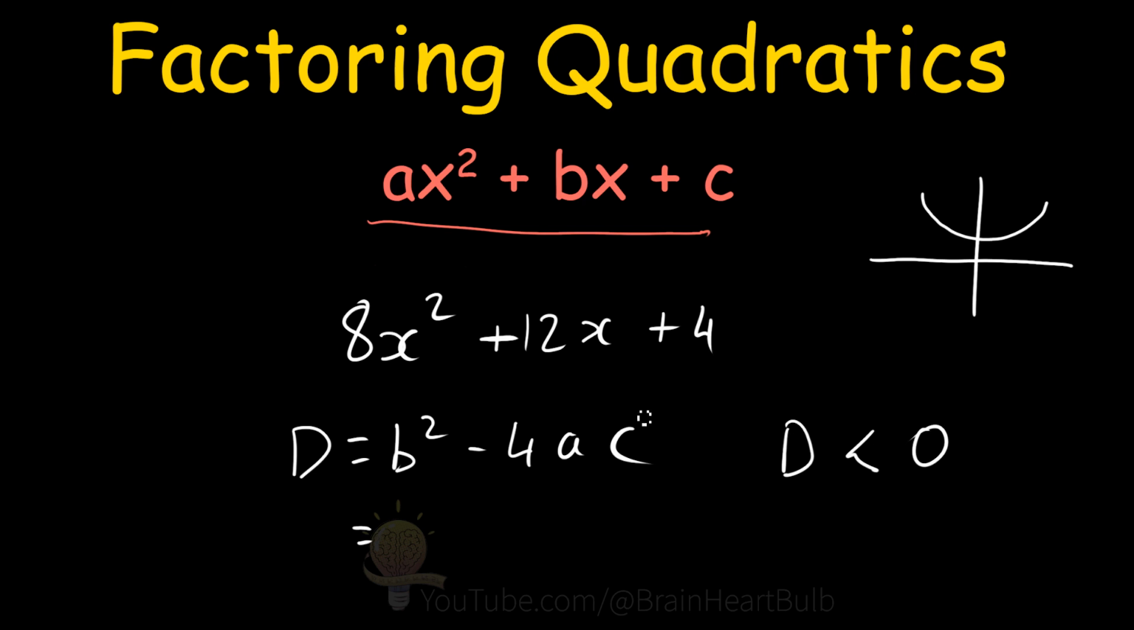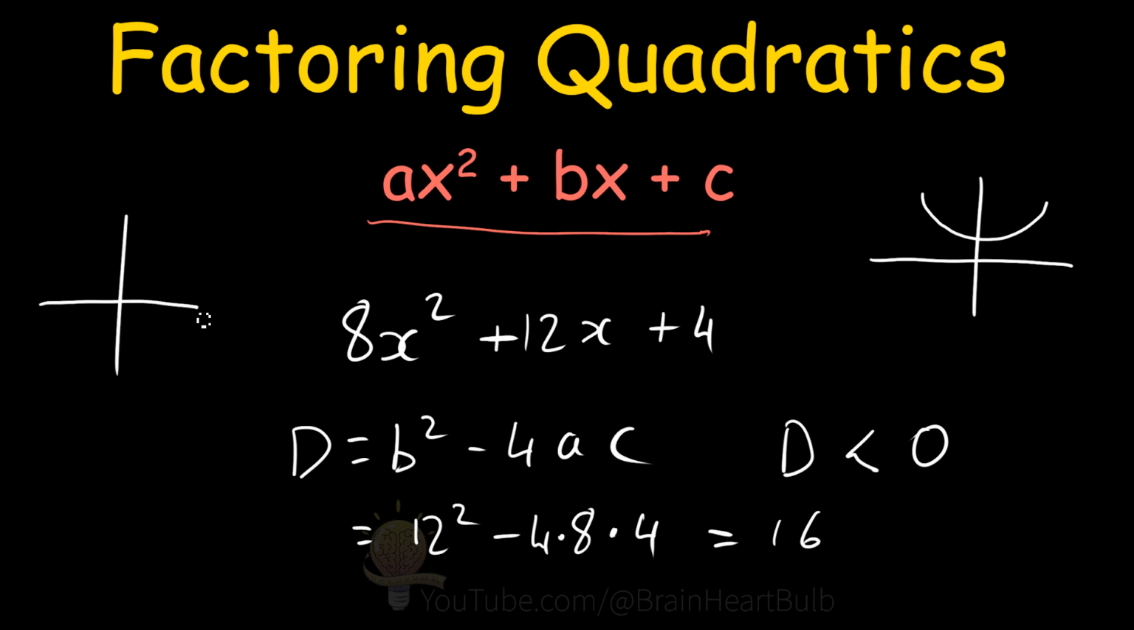For our quadratic above, we've got b squared, which is 12 squared up here, minus 4 times 8 times c, which is 4. And this value is equal to 16. So we know that this quadratic here has real solutions.